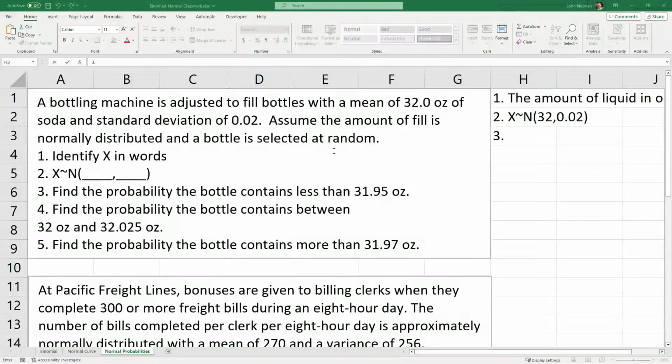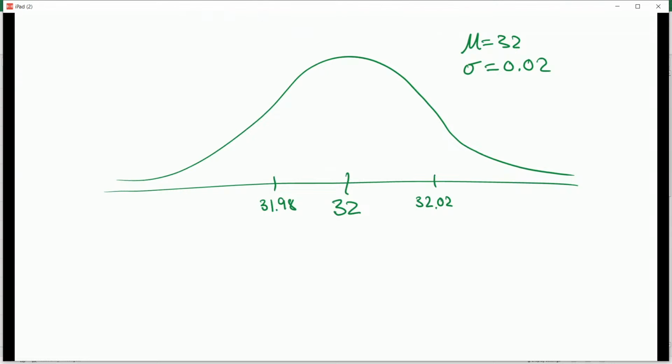Now I need to actually write down what I want. I want to know the probability that the bottle contains less than 31.95. So let me put 31.95 on here. It's going to be over here somewhere, and shade this way because it's less than that I'm interested in. I want to know this probability.